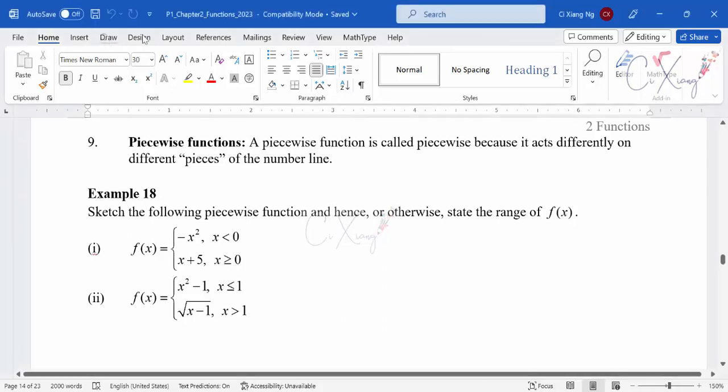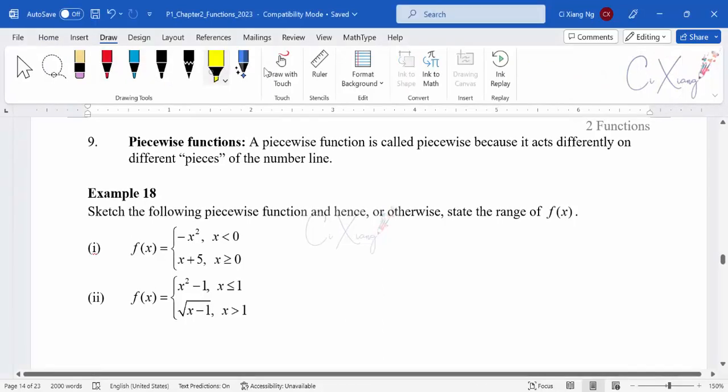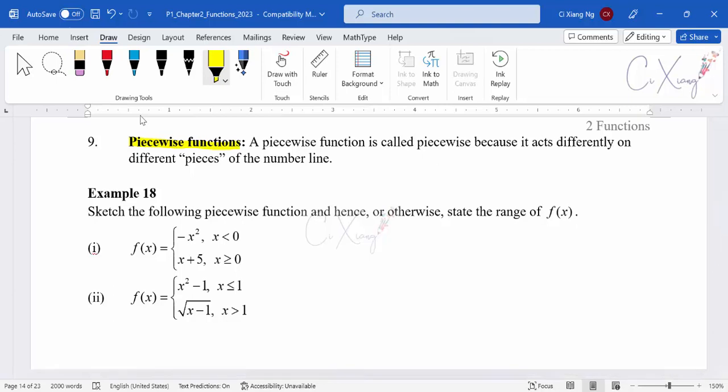Okay, so we'll continue to discuss the domain and range in this video, and we'll be focused on the piecewise function. So what's the meaning of piecewise function? Basically, it has different pieces of function, or different pieces of expression, when we have different expressions on different domains.